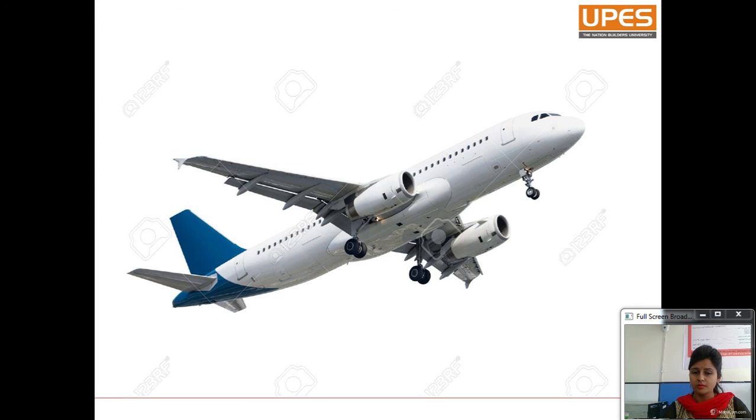Design is only possible if you are aware of the stresses and forces which an aircraft will be bearing while traveling through the environmental conditions. For that, you should be aware of the engineering mechanics part. You should be aware of the design of machine elements part. So here, the design part is over.